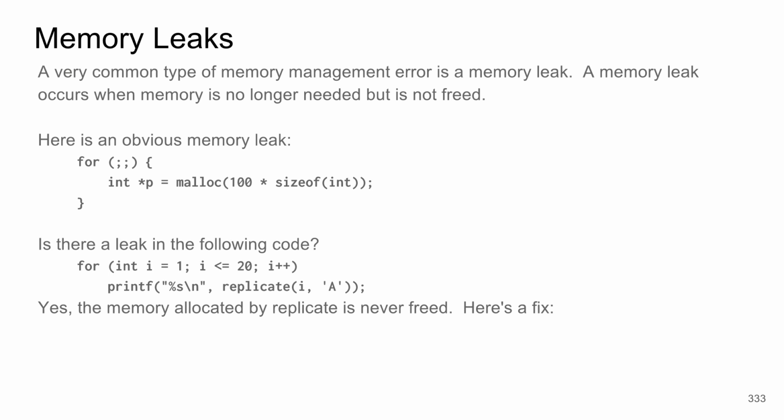Maybe this for loop is inside of another function. Every time we call this function that contains this for loop, we're leaking however much memory this will allocate. Cool. So how could we fix this?